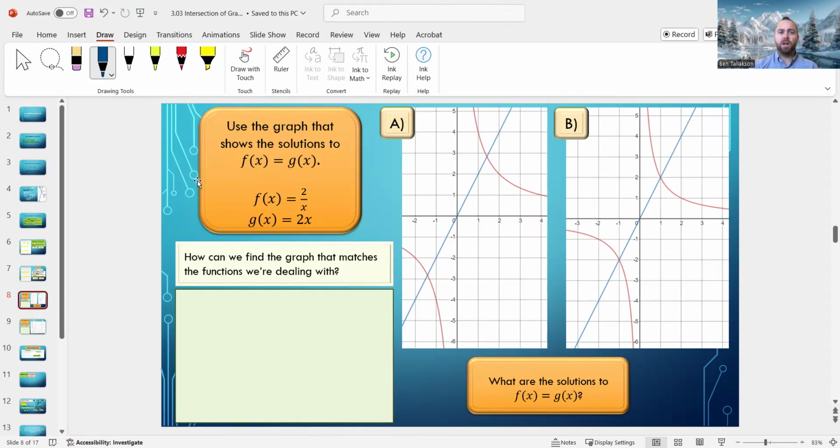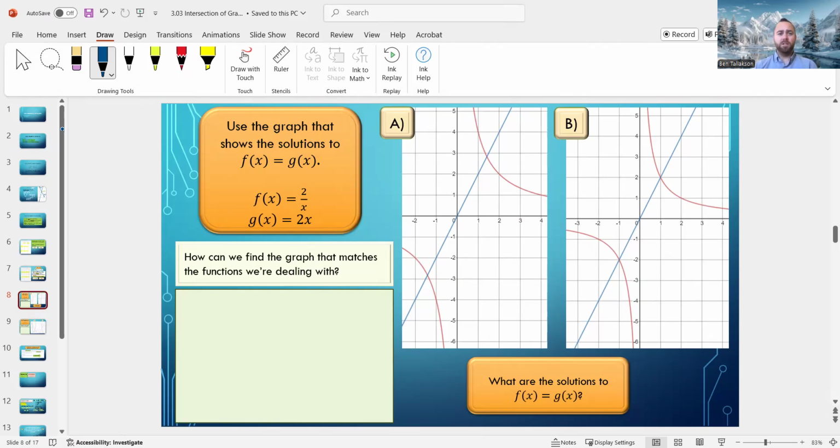So we want to use the graph that shows the solutions to this. We'll get to that next. First, let's just match it. Okay, look at your graphs for a second. What's the same? The blue line, right? Is that the f of x or the g of x function? Well, that is a linear function, and that is a straight line. So that's our g of x, meaning that's not really going to help us get to the bottom of this, is it? But f of x will.